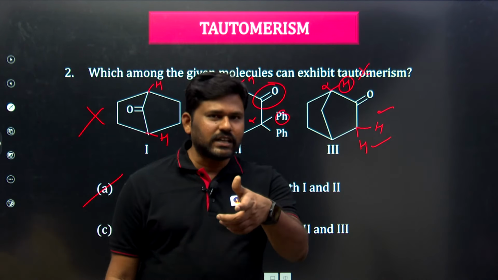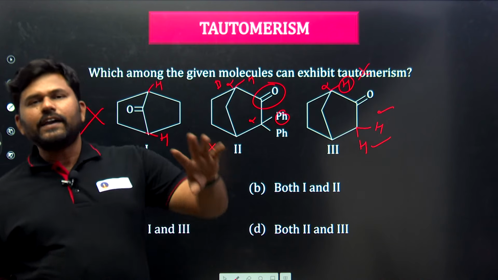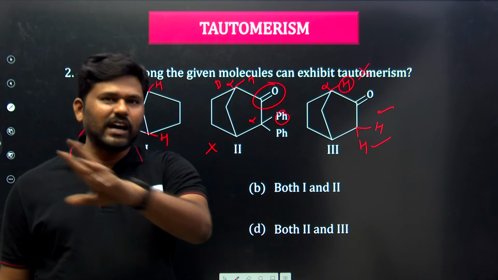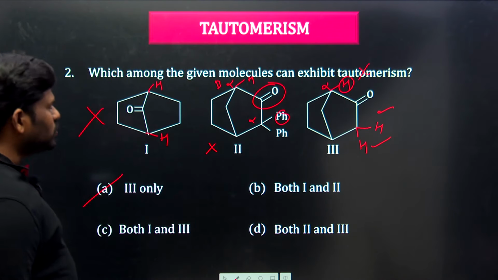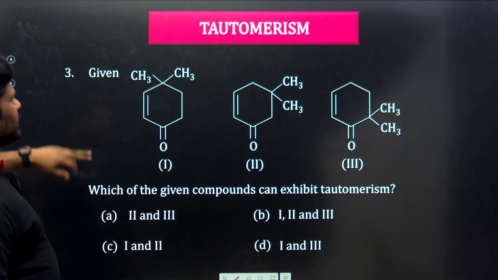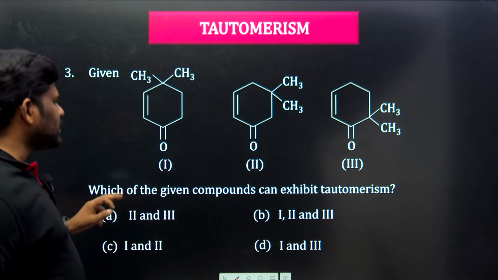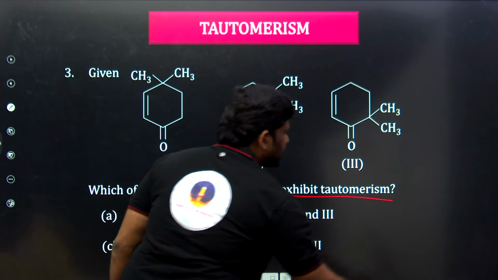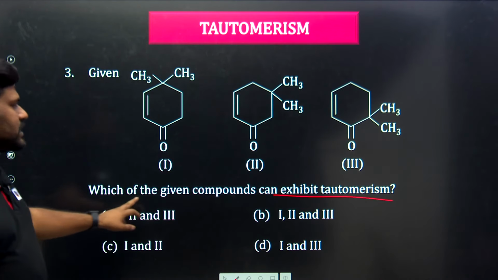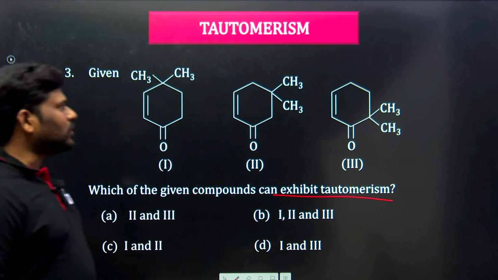Sir, what is the example, sir? Simple, and how can you remember? Alpha hydrogen there, yes, but bridged alpha hydrogen there, no, you do not consider that. Next one, the last question, this one. So 3 compounds are given. Which of the given compounds can exhibit tautomerism?